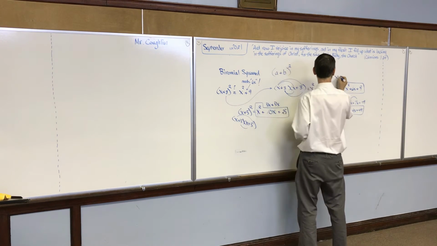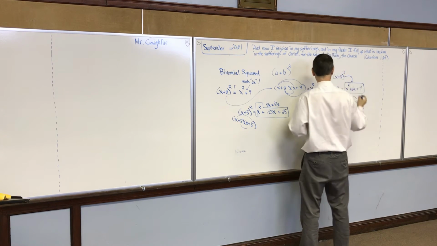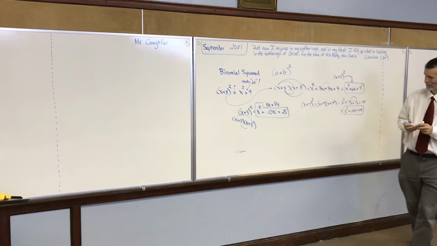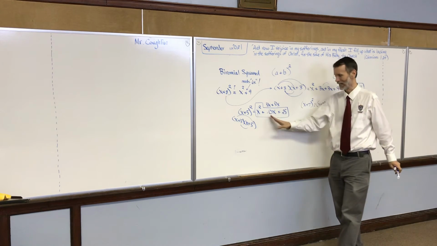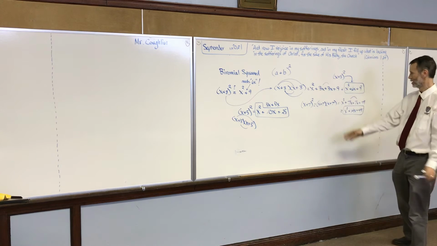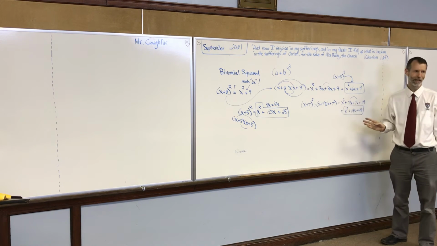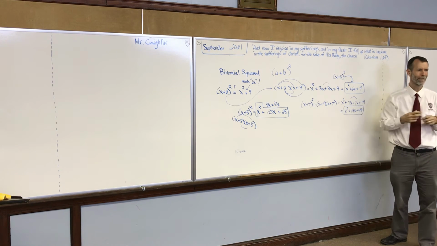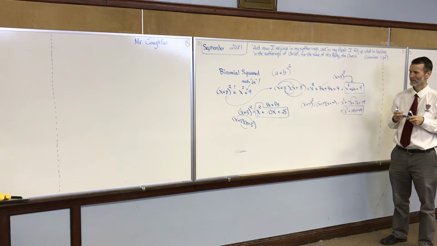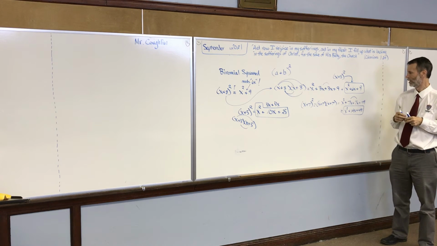Look at the original one. X plus 3, parentheses squared, gives you x squared plus 6x plus 9. X plus 5 squared gives you x squared plus 10x plus 25. X plus 7 squared gives you x squared plus 14x plus 49. Does anyone see a pattern? What do you think? I'll go with 6x, 10x, 14x.